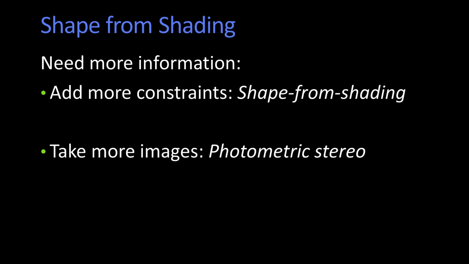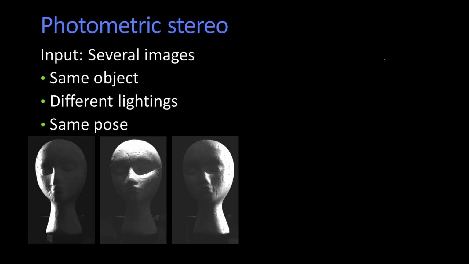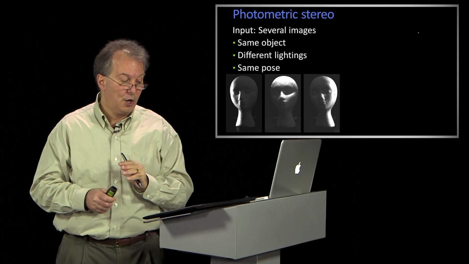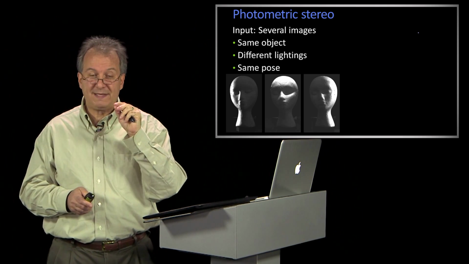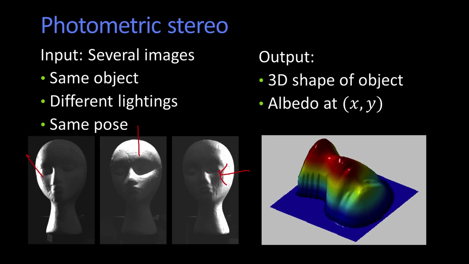So what can we do instead? Well, what we can do instead is take more images. And this is what's referred to as photometric stereo. The idea is that we take pictures from the same camera location. So we can still have Z as a function of X, Y, same object, but with different lighting. So here we have the picture taken from the same location with different lighting directions. And what we want to get out is this, right? The Z as a function of X, Y.